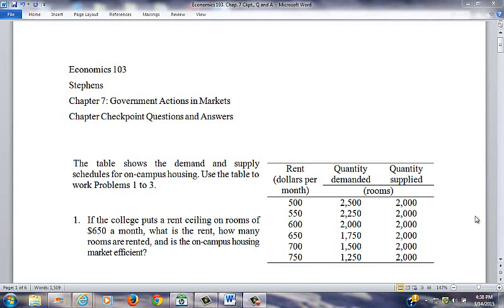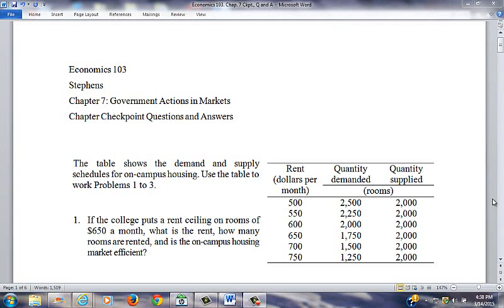For Economics 103, we're going to look at Chapter 7, Government Actions and Markets. We'll look at the chapter checkpoint questions and also the answers. Typically, in an on-ground class, we'd examine these questions in class, and then students could work on the questions either individually or in groups, and we'd review the answers and the methods to solve the answers.